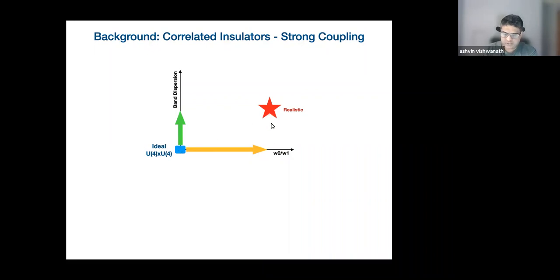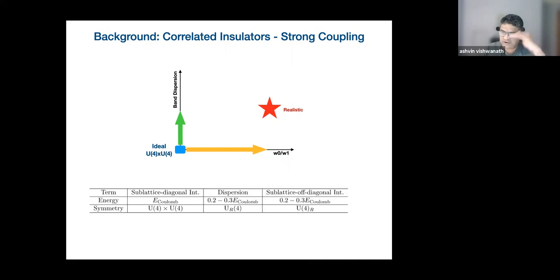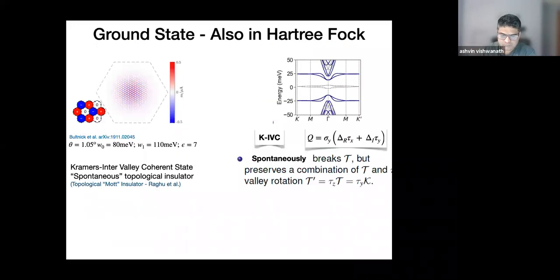Okay, the realistic point is somewhere here. You have some band dispersion and some degree of non-chiral couplings, and you're trying to get there. The way you do it is you start here with some degenerate states, and you ask how these perturbations lift the degeneracy. I won't go into the details, but there is a hierarchy of energy scales that you can identify, and you can see how the symmetry is lowered from this large symmetry in the ideal limit down to the physical symmetry, which is simply spin rotations, done independently in the 2 valleys.